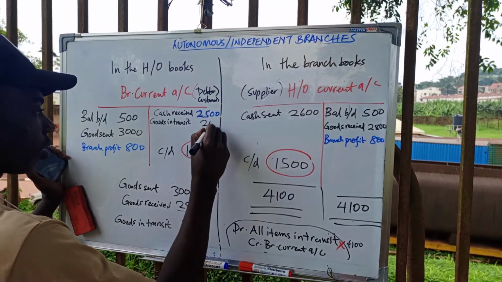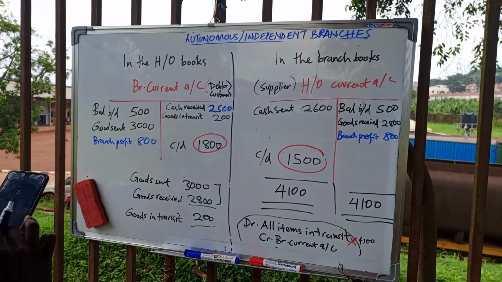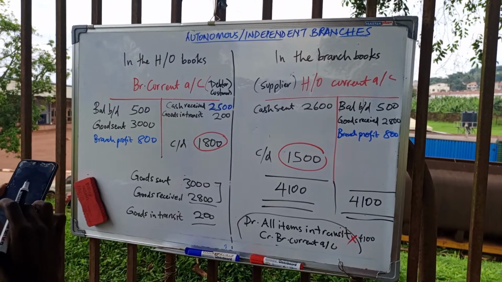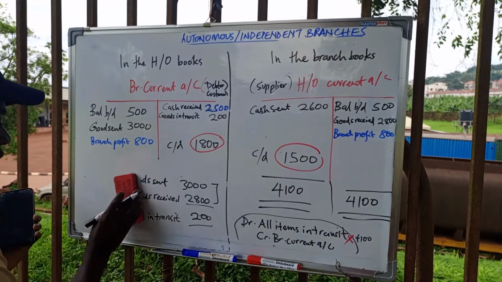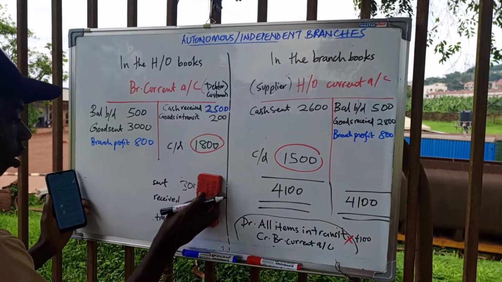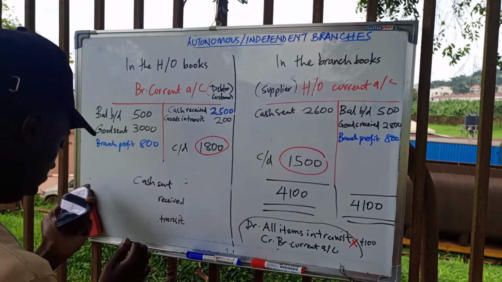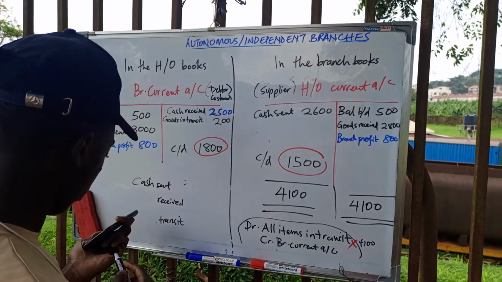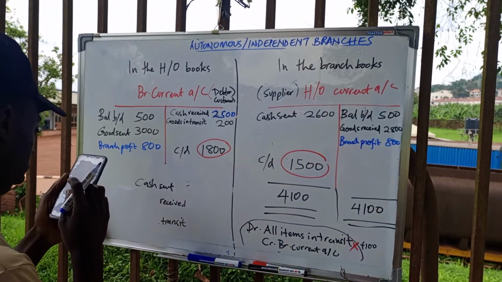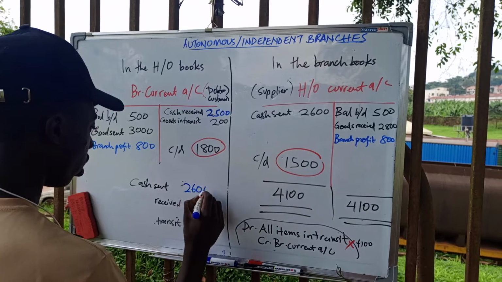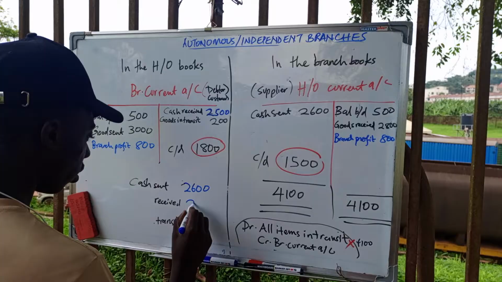You've seen it is 200. Then I check whether the cash that was sent is equal to the cash that was received. So when you check, the cash that was sent was 2,600. But what was received? Cash received from the branch is 2,500.